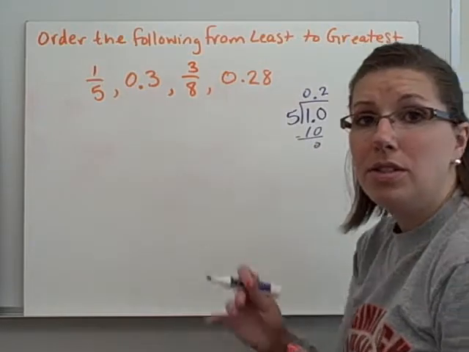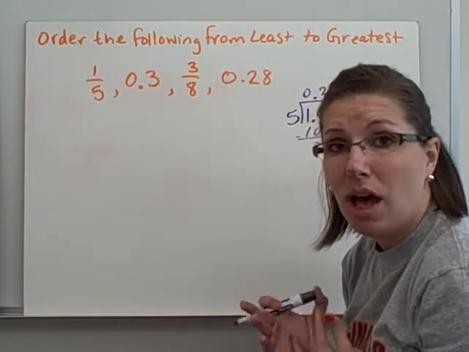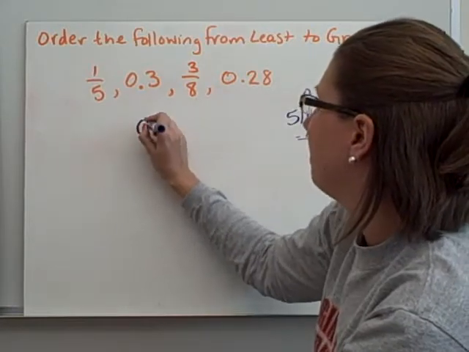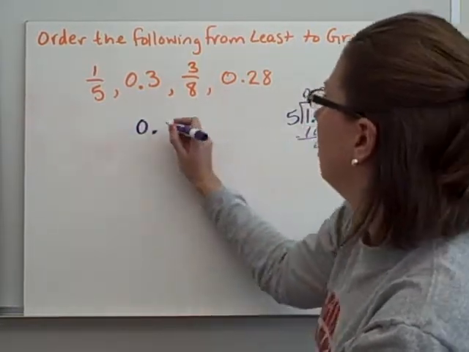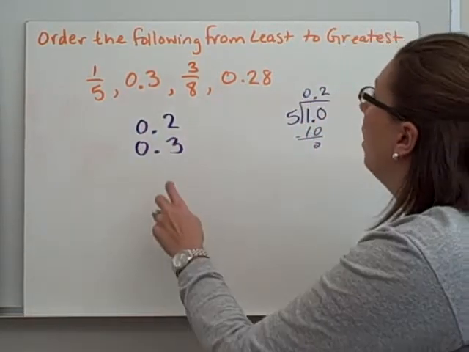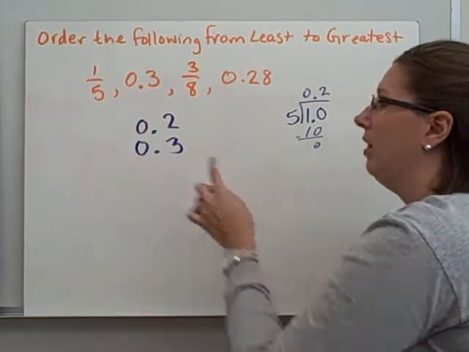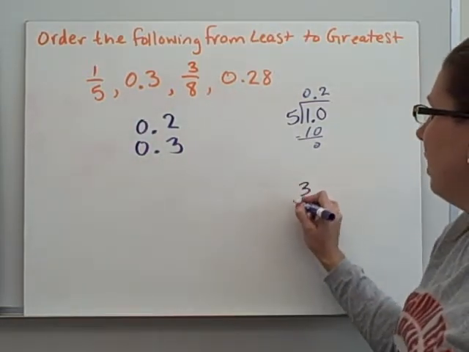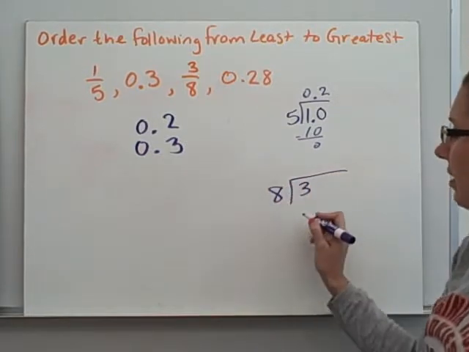Now what I'm going to do is start stacking my decimals up based on their place value so that I can see how they relate to one another. So far, this one's smaller than that one. And now we're going to do 3/8. That's 3 divided by 8.